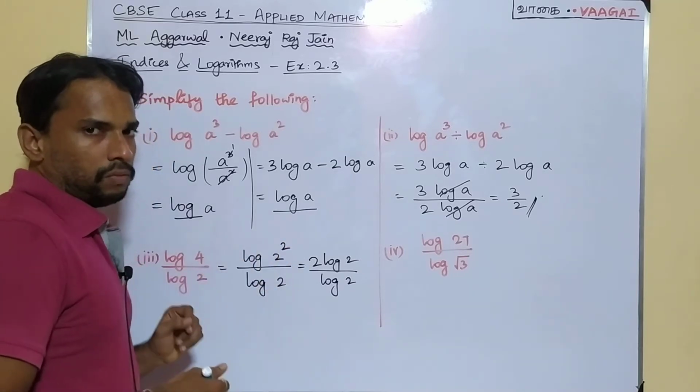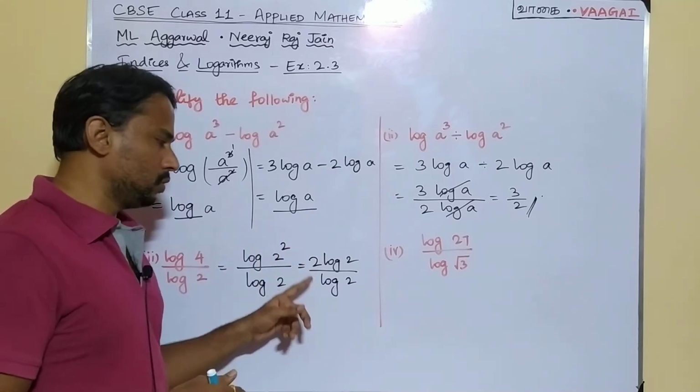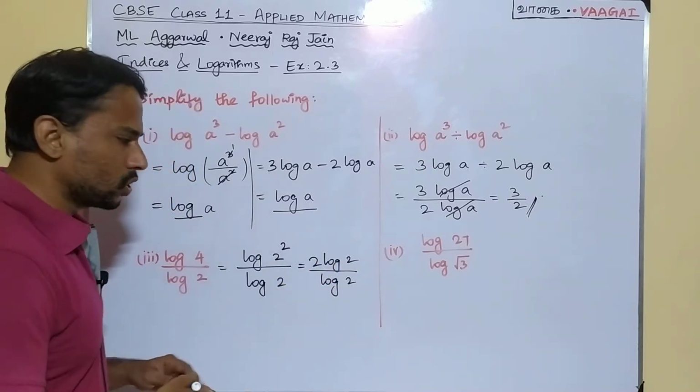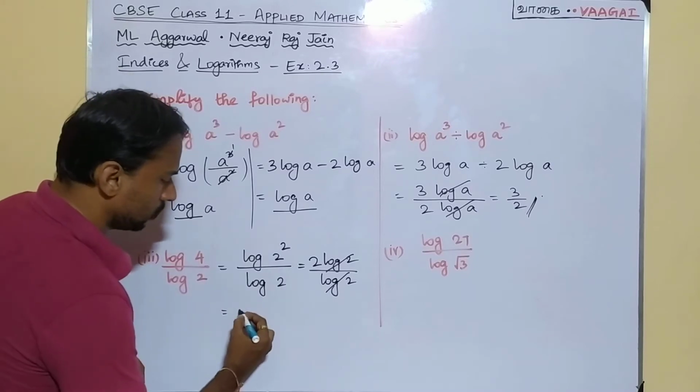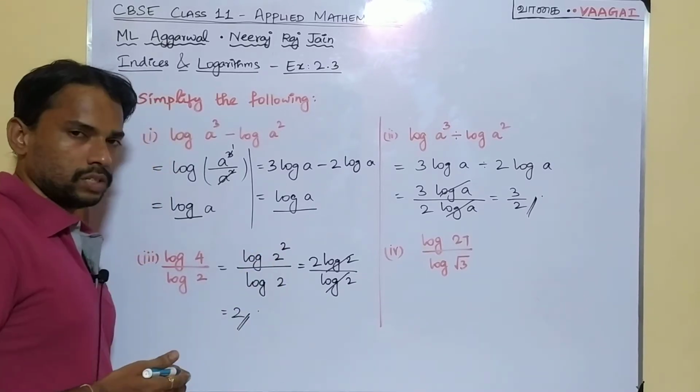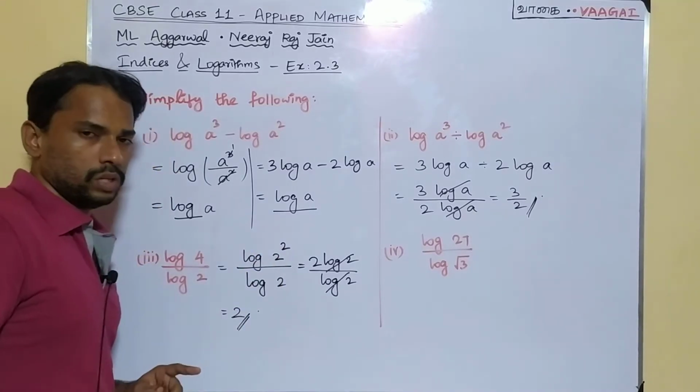I'm using the power rule, that's it. So this becomes 2 log 2 divided by log 2. Now it's going to be very simple. I can now cut this log 2 and log 2, so I'm simply left with 2. That means the simplified form of this third subdivision is 2, that is the answer.